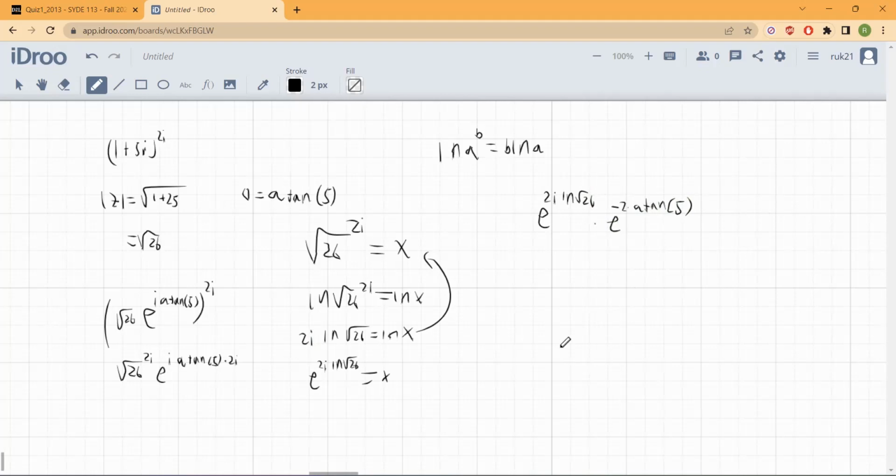So when we put it back into rectangular form, our modulus is now e to the -2 a tan 5 times the cosine of our angle. So that's cos of 2 ln root 26 plus i sine of 2 ln root 26. And the only thing you would really need to finish this off is put the modulus in the brackets. Cool. That's how you do this part.